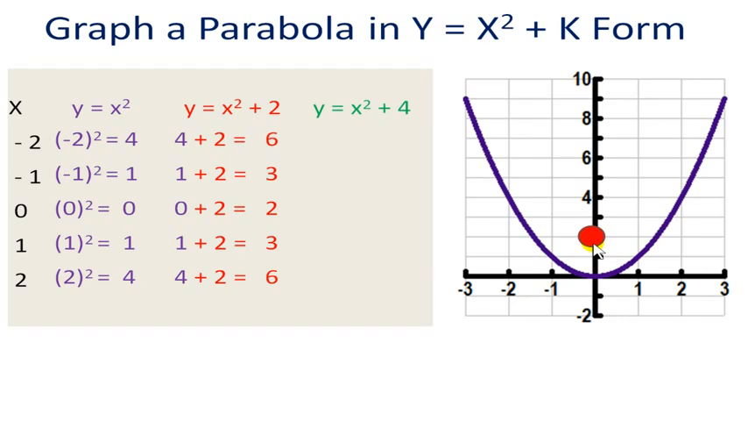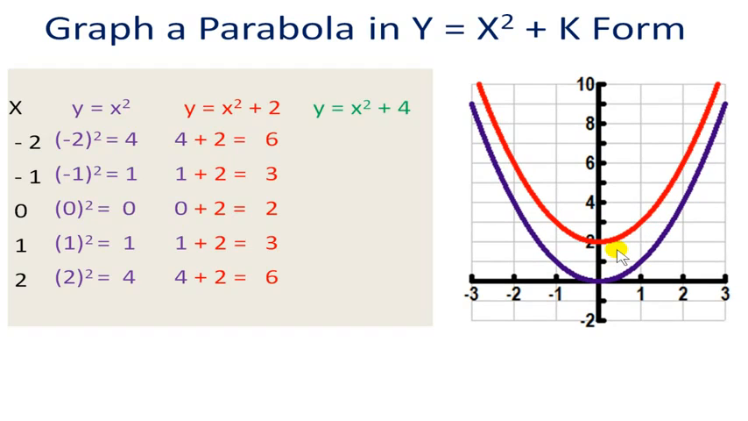The vertex is (0, 2), and let's plot our first pair of symmetrical points. You have them at (1, 3) and (-1, 3). Now let's plot our second pair of symmetrical points. We have (2, 6) and (-2, 6). So now draw a curve through these 5 key critical points. And your graph should look like this.